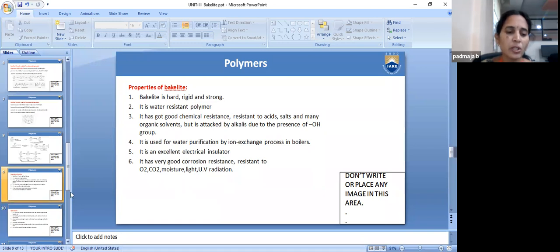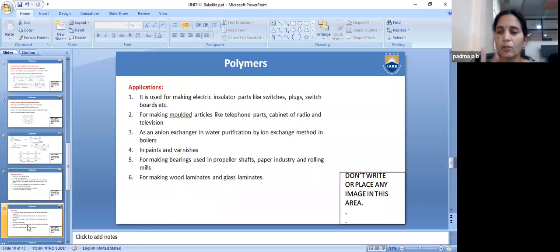You have to learn the properties for PVC, nylon 66, Teflon, Bakelite. So for synthetic polymers, you have to learn the properties and applications. Preparation anyway you have to learn, that is compulsory. After that, you learn the properties.